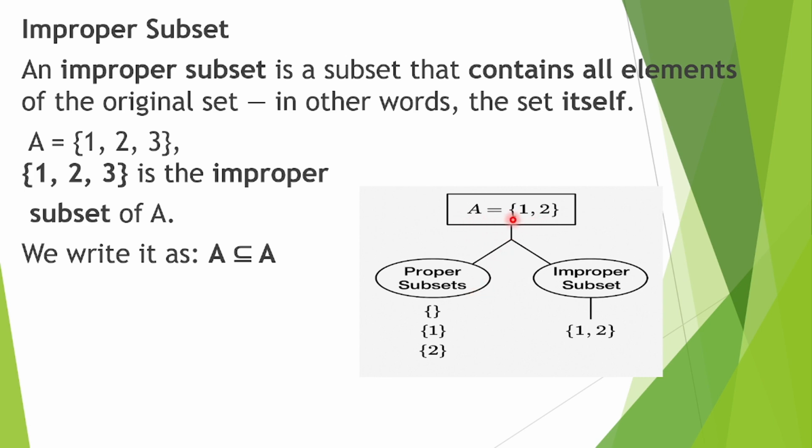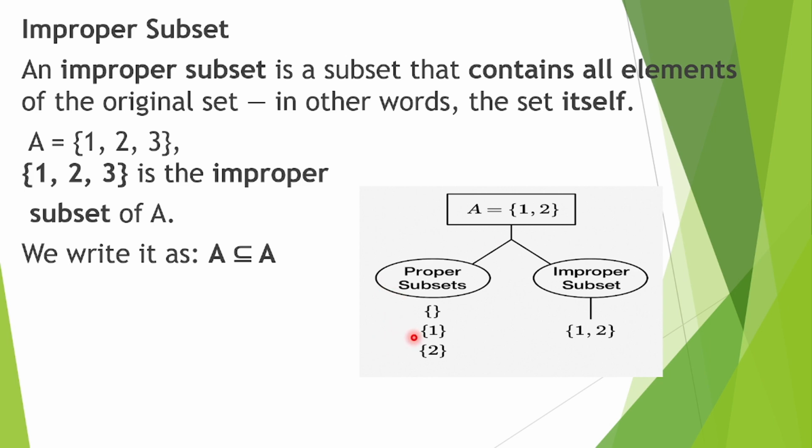The subsets of A can be divided into proper subsets plus improper subsets. So all these are the subsets of A. So you can say that subsets can be divided into proper subsets and improper subsets. An improper subset is basically the set itself, while the proper subsets are all the other elements, which we write like this: empty set, 1 and 2.